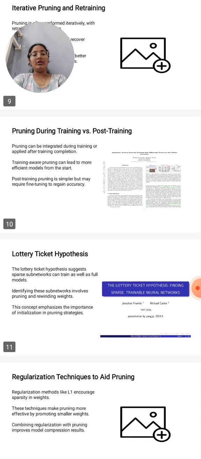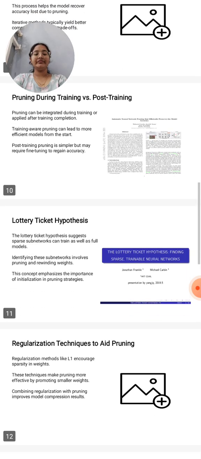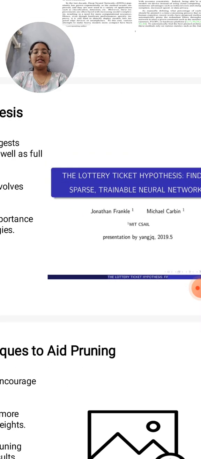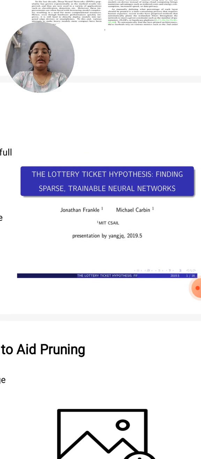The next slide is about the lottery ticket hypothesis. The lottery ticket hypothesis suggests sparse subnetworks can train as well as full models. Identifying these subnetworks involves pruning and refining weights. This concept emphasizes the importance of initialization and pruning strategies. Here is an example: the lottery ticket hypothesis, finding sparse trainable neural networks.